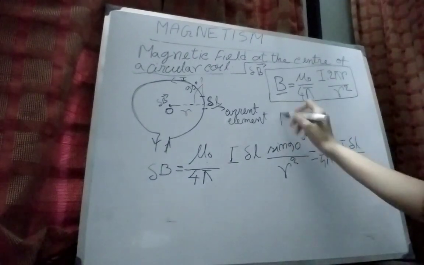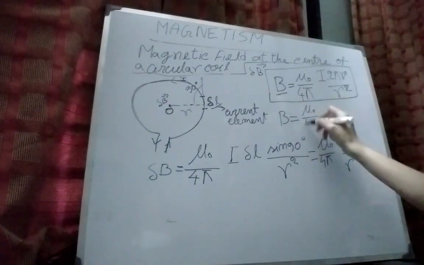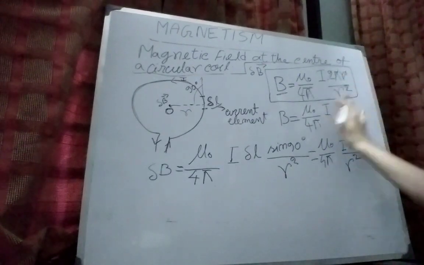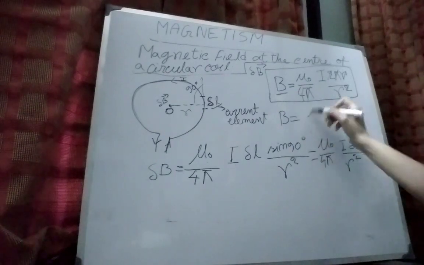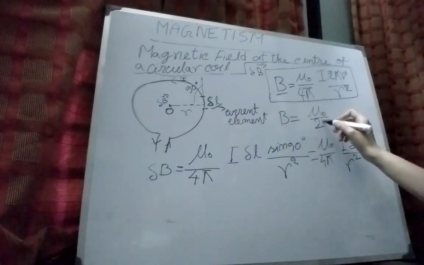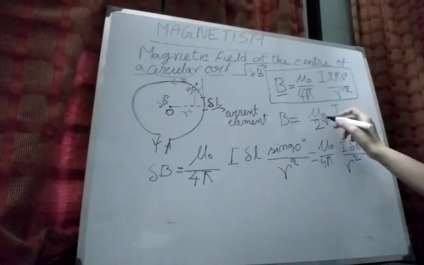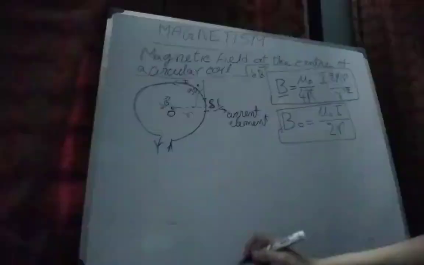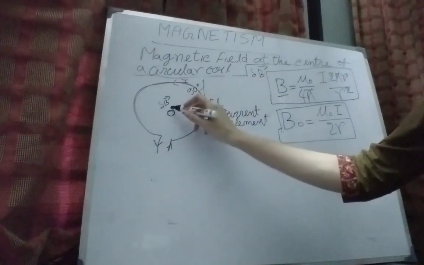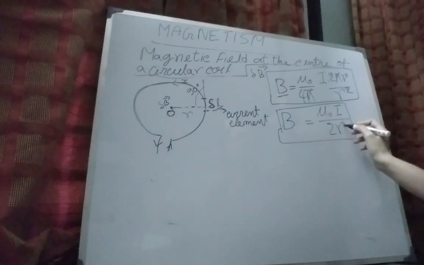Now we get from here that B equals, cancelling this, mu 0 by 4 pi into 2 pi I by r not, that is mu 0 I by 2 r. Due to this one turn of this circular coil, the magnetic field at the center of the coil is B equals mu 0 I by 2 r.